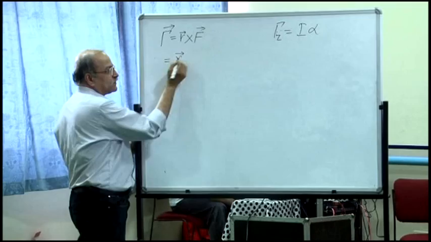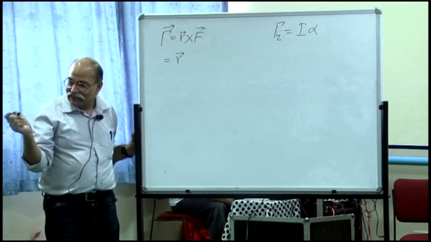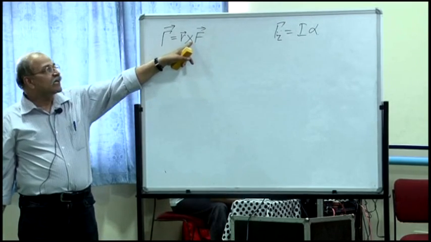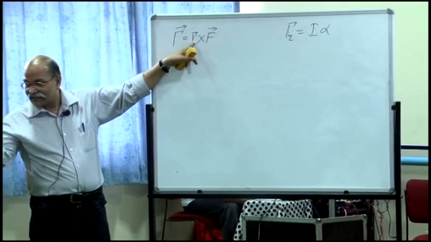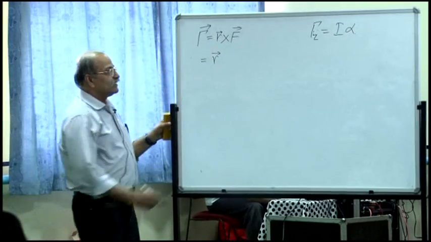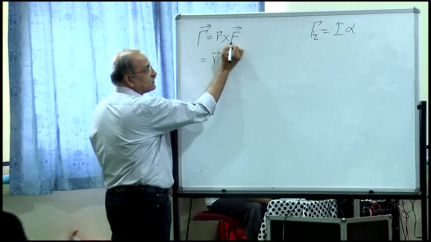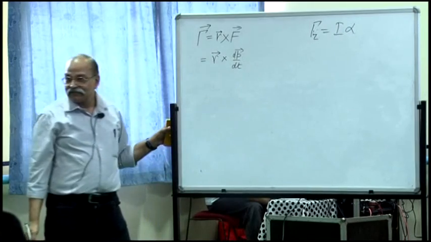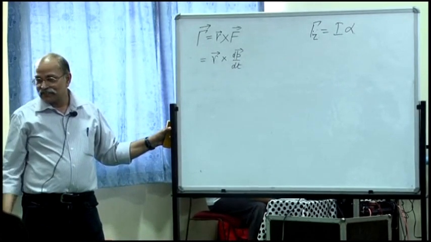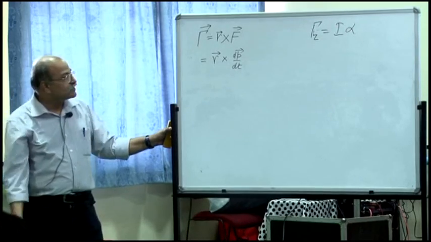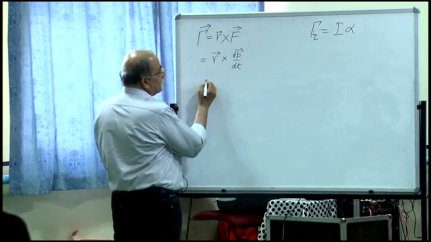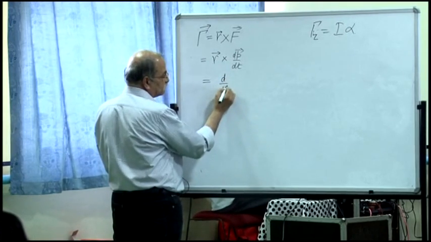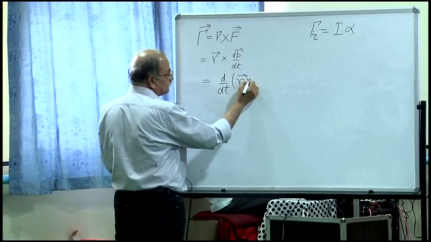Let us just look at one particle of the rigid body. On that particle there will be some force, internal force, external force, and for that particle there will be some position vector r. So r cross F, and for that particle F is dp/dt, right? Correct? For a particle, force is just dp/dt, and you can write this as d/dt of r cross p. Can I write that?